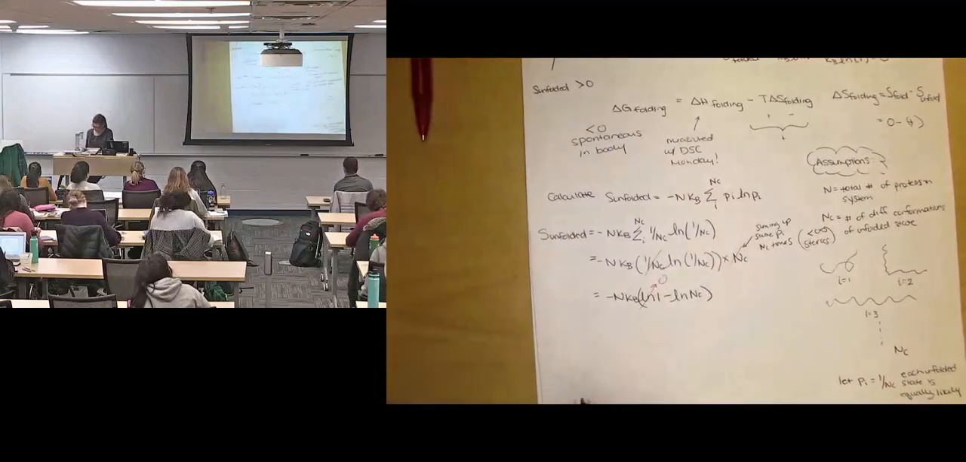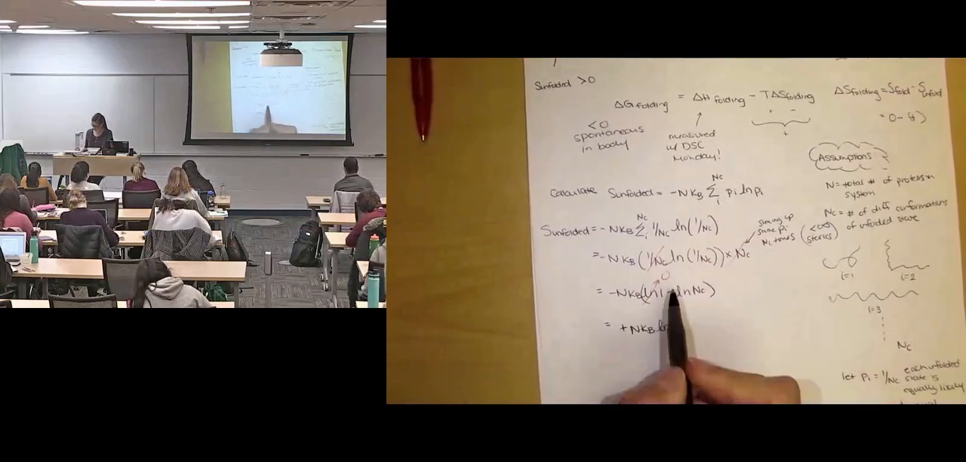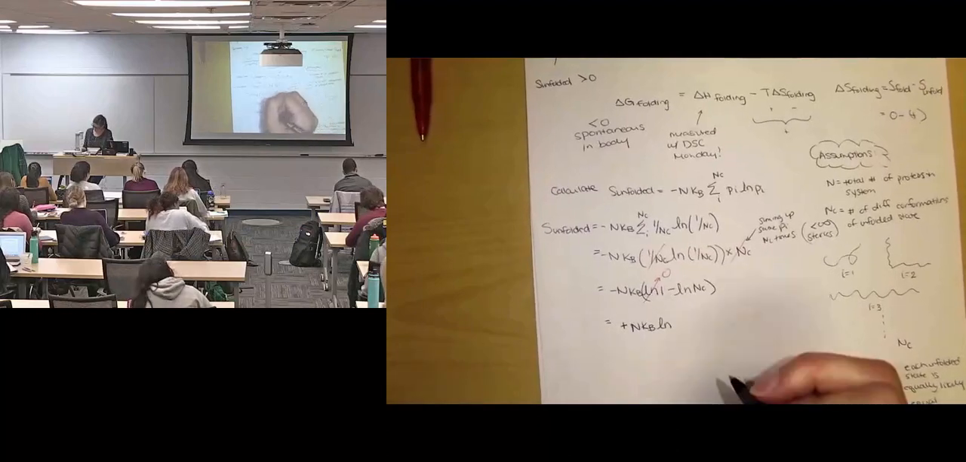This term drops out. And I have negative N k_B, the natural log of 1 minus the natural log of the number of conformations. So I just broke that apart. The natural log of 1 is 0. Okay. And so what I have is positive N k_B times the natural log of the number of conformations. So this negative and this negative just become a positive when I multiply them together.